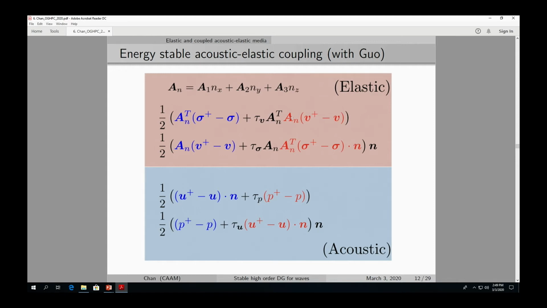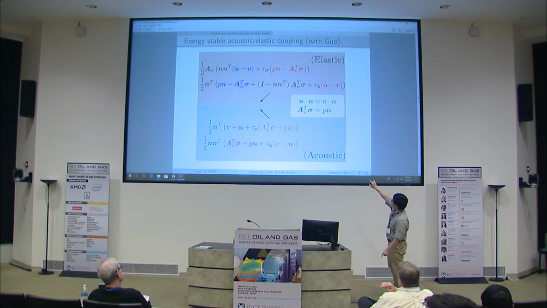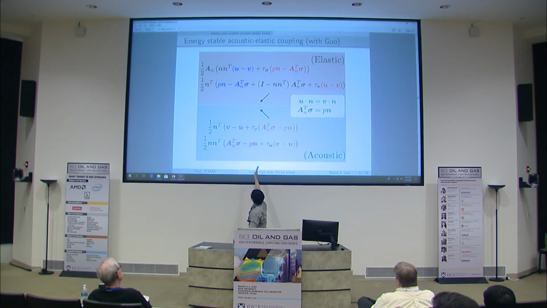And if we look further and go to the case when we have coupled elastic acoustic media, then the interface coupling remains relatively simple. So we need continuity of the normal component of the stress and pressure, and those show up directly in our fluxes. This term down here is exactly the same continuity condition that we have directly from the physics.